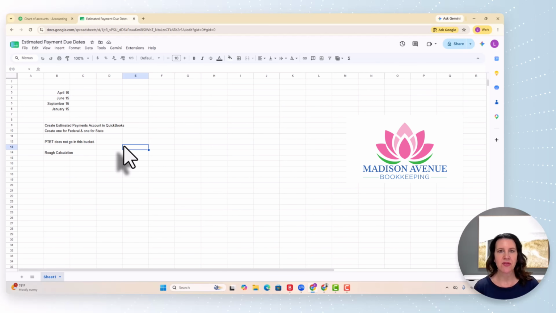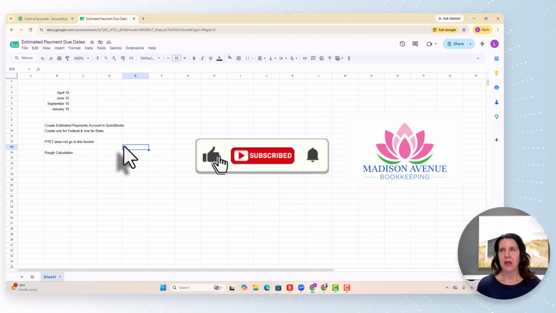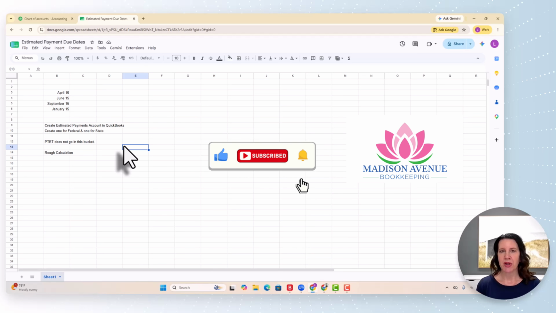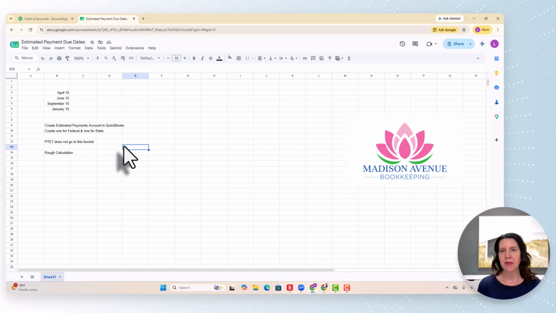Now, even if you are an S Corp, you may still be making estimated payments as well, depending on how high your revenue is. So I'm going to show you how to plan for that. Your CPA really should be working with you and telling you your estimated payments, but I can show you also how to do a rough estimate. All right, so let's get started here on my spreadsheet.